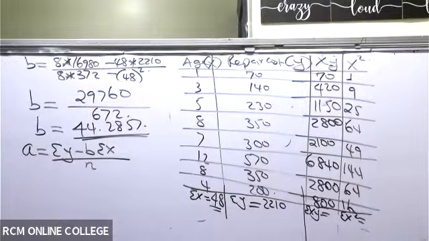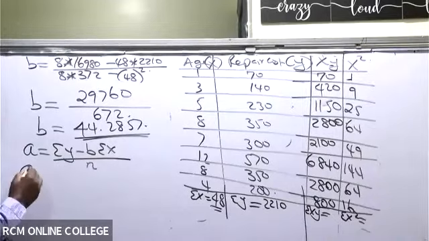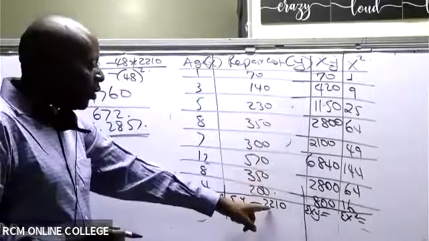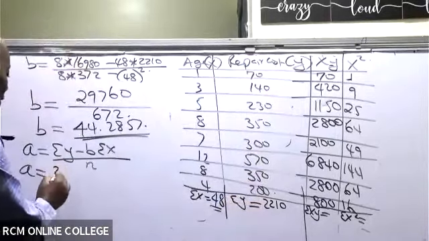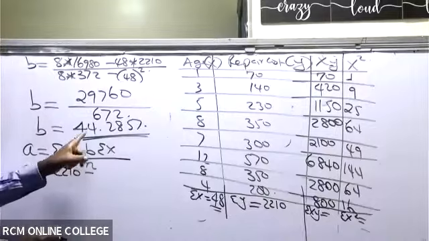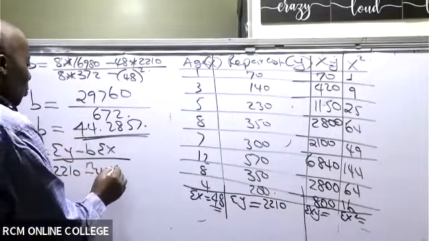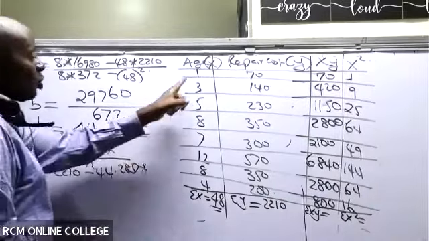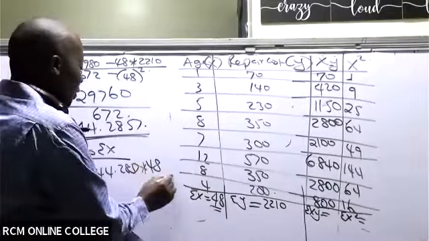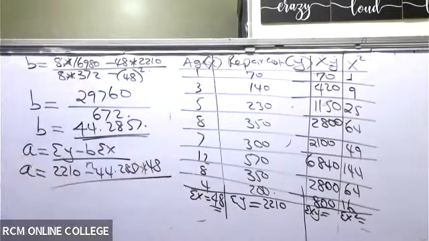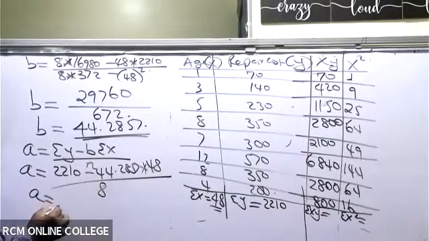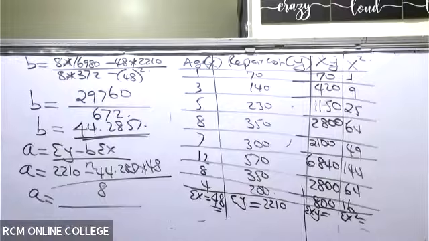So do we have all these parameters? Oh, yes, we do. So our A will be equal to summation of Y that we have here, which is 2210, minus B, which is 44.2857, times summation of X, which is 48, divided by our number of data points, which is 8. So again, go slowly and give me the numerator here.